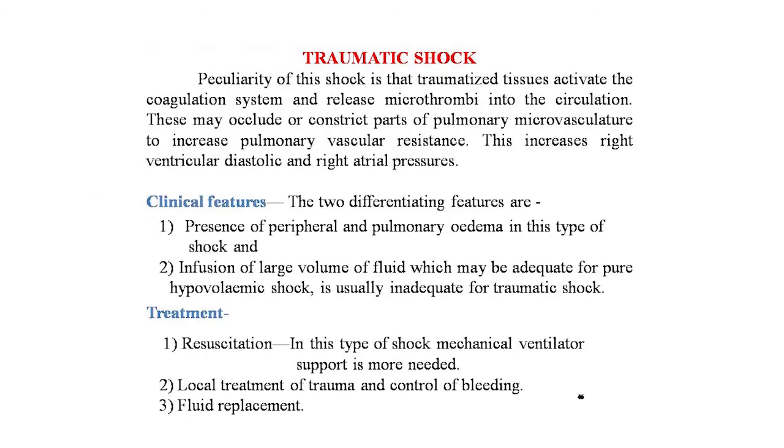Now, next is traumatic shock. Pathophysiology of traumatic shock: the peculiarity of this shock is that traumatized tissues activate the coagulation system and release microthrombi into the circulation. These may occlude or constrict part of the pulmonary microvasculature to increase pulmonary vascular resistance. This increases right ventricular diastolic and right atrial pressures.